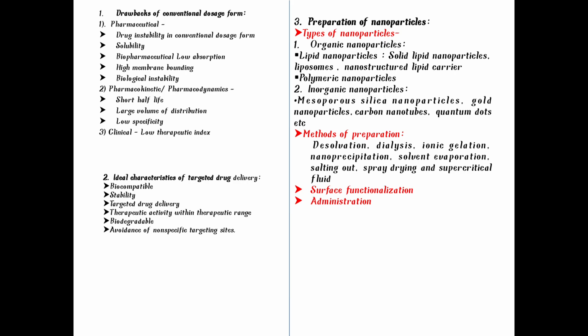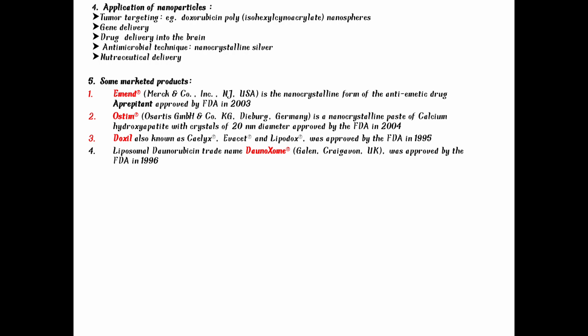Which route is to be used should already be discussed beforehand, and by that route it is administered to the body. So these are the basics of preparation of nanoparticles. Next, nanoparticles have several applications, like tumor targeting, for treating tumor. Then they are used for gene delivery, and for drug delivery into the brain.